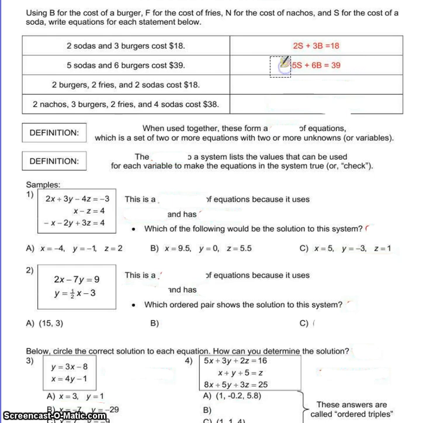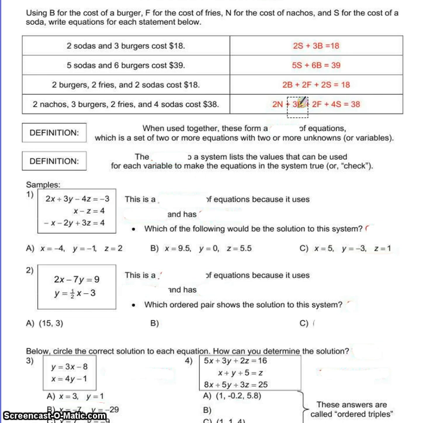This is what you should have gotten. And then we have 2 burgers, 2 fries, and 2 sodas. So you should have a 2b plus 2f plus 2s equals 18. And then for the nachos, we should have 2n plus 3b plus 2f plus 4s equals $38. Good job.